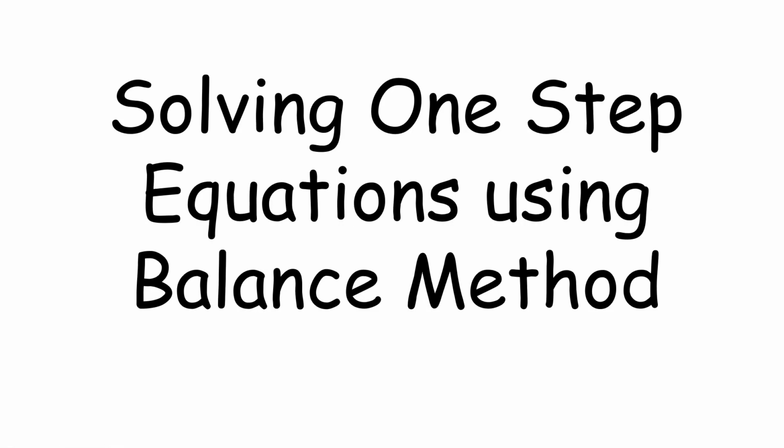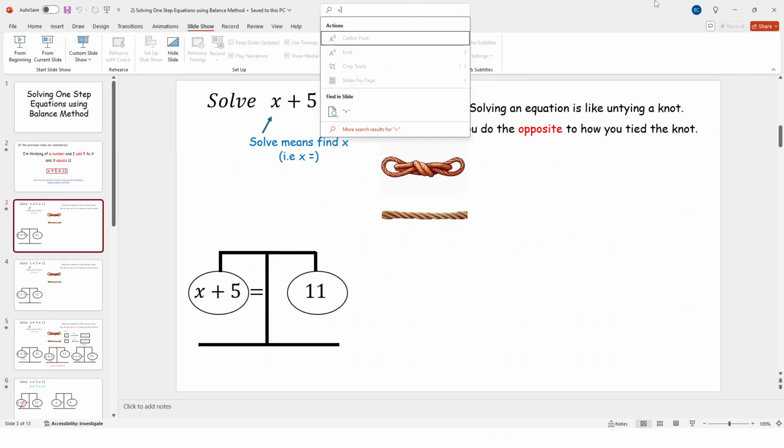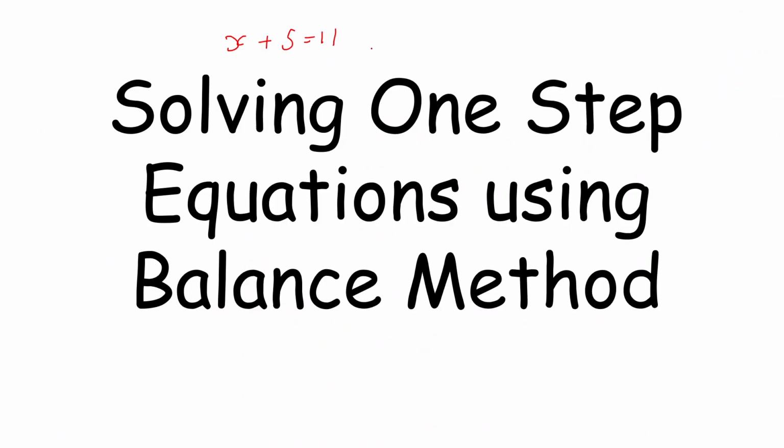Okay, so this video is a really nice video. We're looking at solving one-step equations, and in essence this basically means solving equations like x plus 5 is equal to 11. People always say, oh, this is really easy, I can see that x is equal to 6, because 6 plus 5 equals 11. But I'm not interested in that. I'm interested in how we properly solve one-step equations using the balance method.